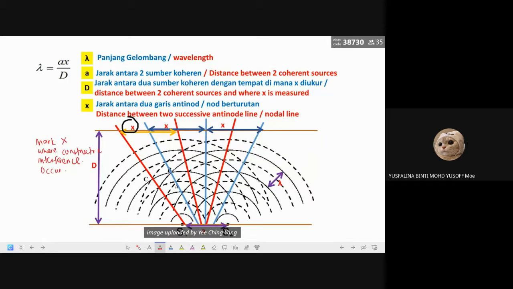Qing Yang, I said my X is at the wave, not here. This is actually X in the formula.